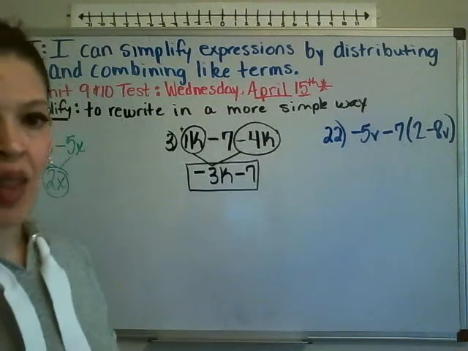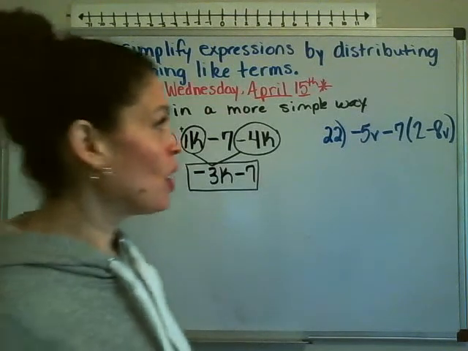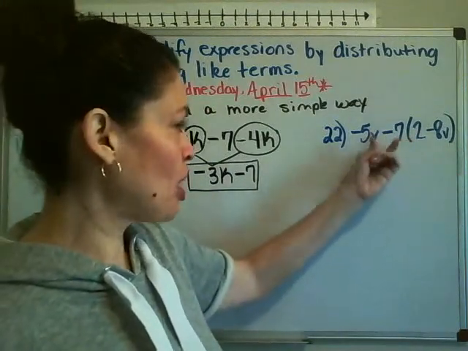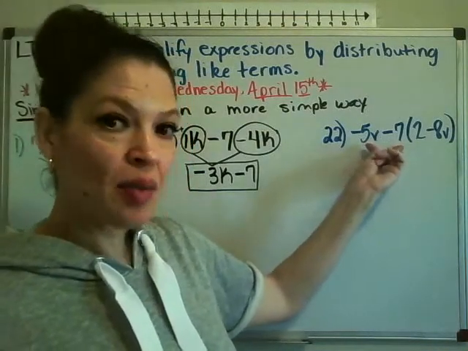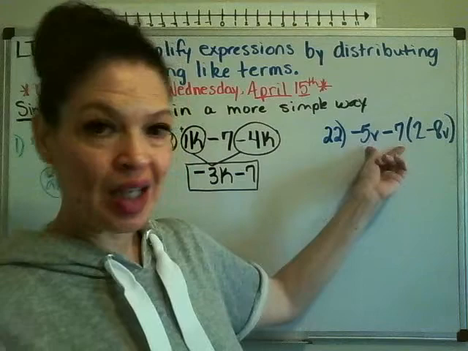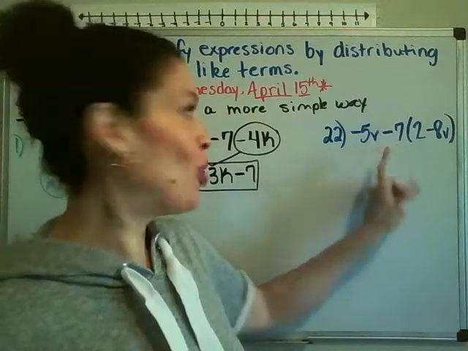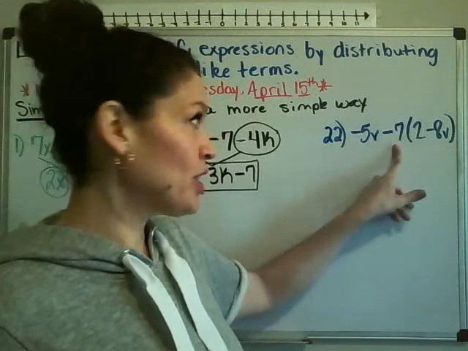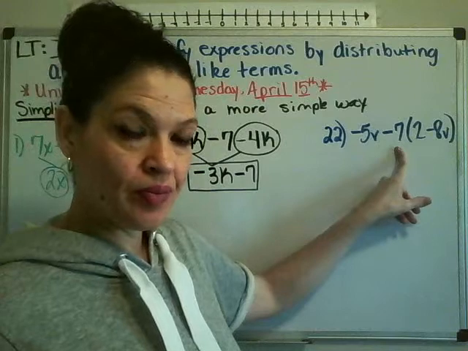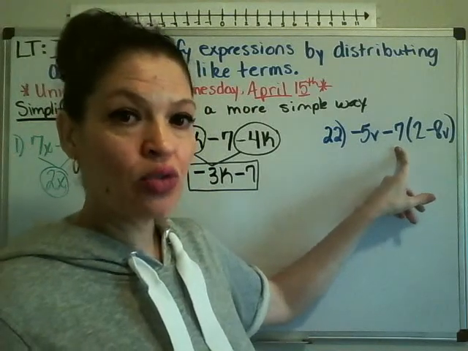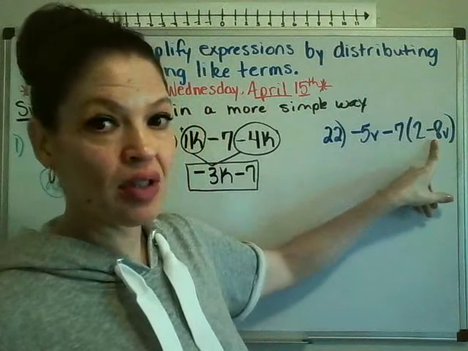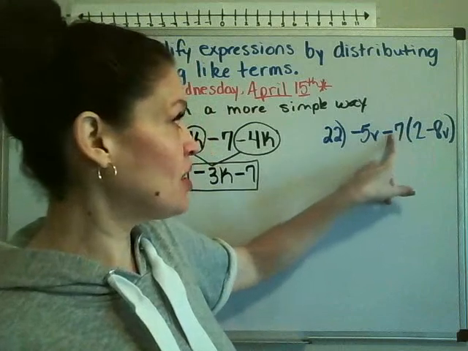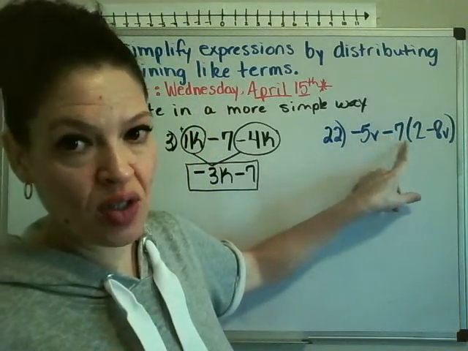Okay. Now, I see parentheses, and I see two values in front of that parentheses. Something has to be distributed into the parentheses. But which value is it? Is it the negative 5v or is it the negative 7? The value that we're going to distribute inside the parentheses is the negative 7. You have to remember to take this sign with you. It belongs to this number.